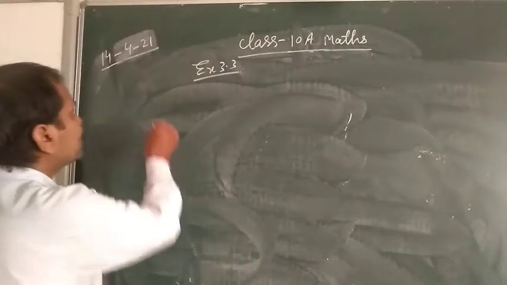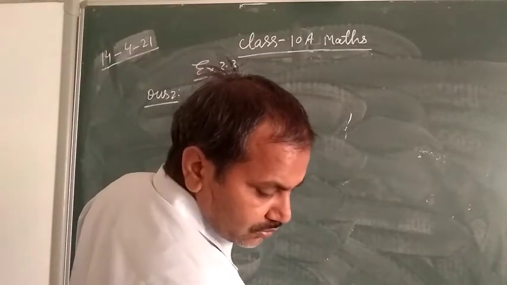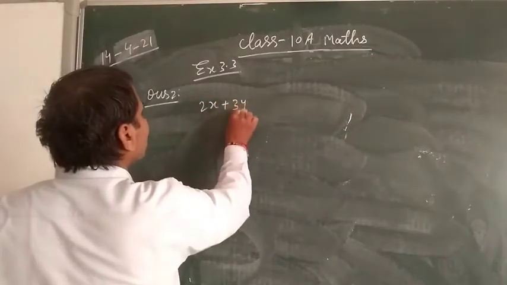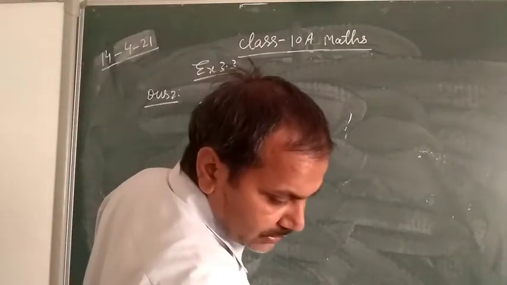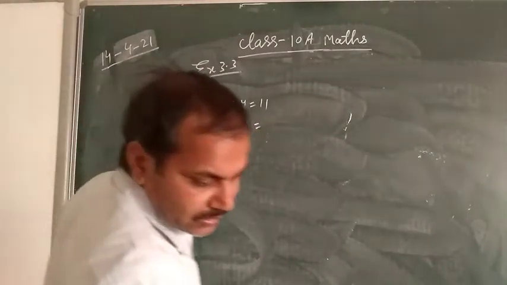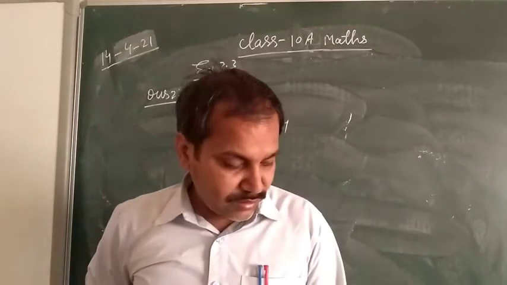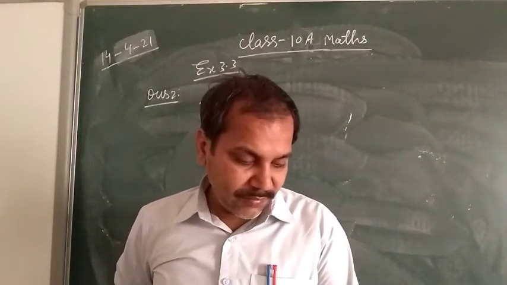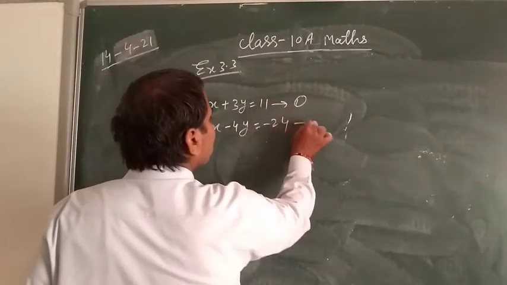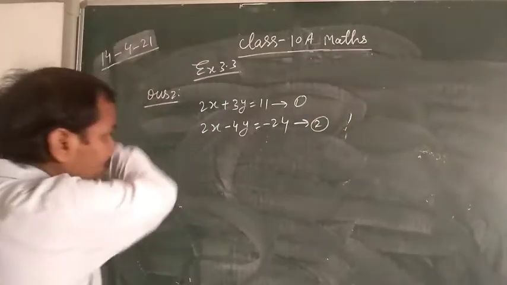Then question number 2. Solve 2x plus 3y is equal to 11, and second one, 2x minus 4y is equal to minus 20. So solve these two equations and hence find the value of m. Okay. So this is equation 1 and this is equation 2. So by the substitution method you find the x and y values.